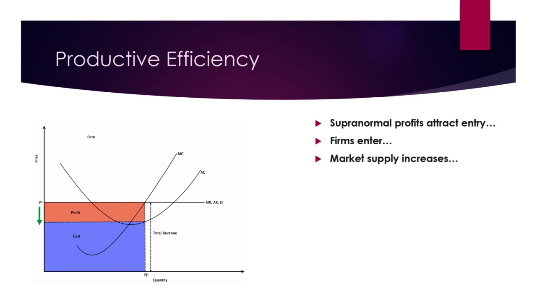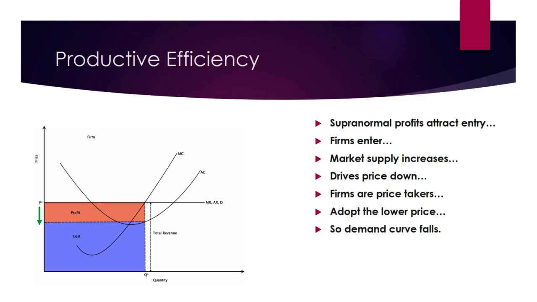And think about what we know. When firms enter, that's going to be a market supply increase, right? So our market supply curve is going to shift to the right. And when our market supply curve shifts to the right, that drives prices down. Now, I'm not drawing that part of it because this is review. You already know this. But it drives price down. And remember that perfectly competitive firms are price takers. So if they're price takers, they're going to adopt the lower and lower price. And so when they do, their demand curve is going to fall.